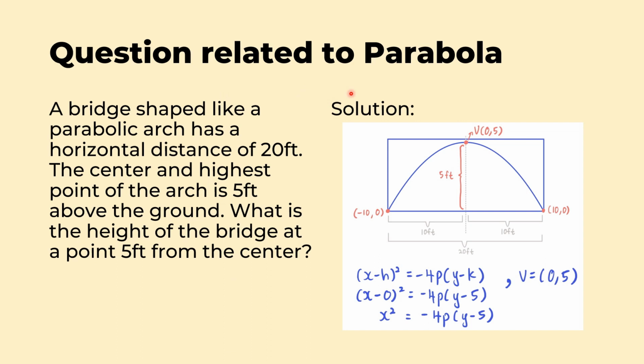This is a question related to the parabola. A bridge shaped like a parabolic arc has a horizontal distance of 20 feet, which is this, and the center is the highest point and the height is 5 feet, which is this, above the ground. What is the height of the bridge at the point 5 feet from the center? From this, we know that the parabola opens downward, so we have to apply this formula, and we can substitute the vertex (0, 5) into the formula, then we get the standard equation of parabola, but we still have the unknown P.